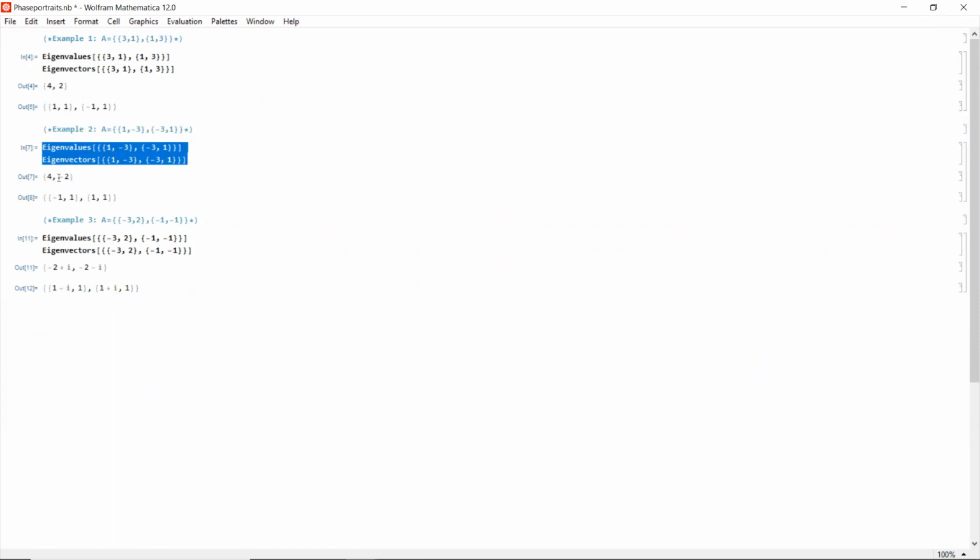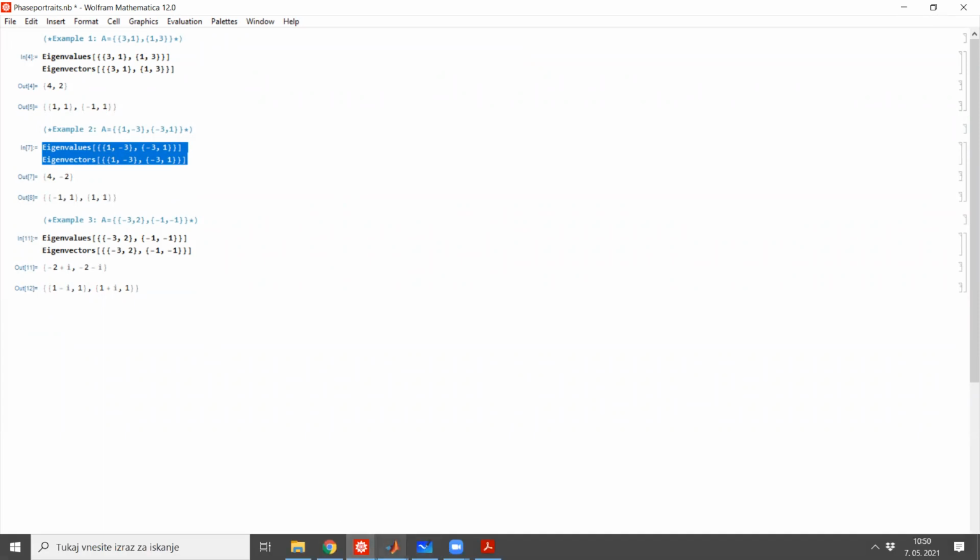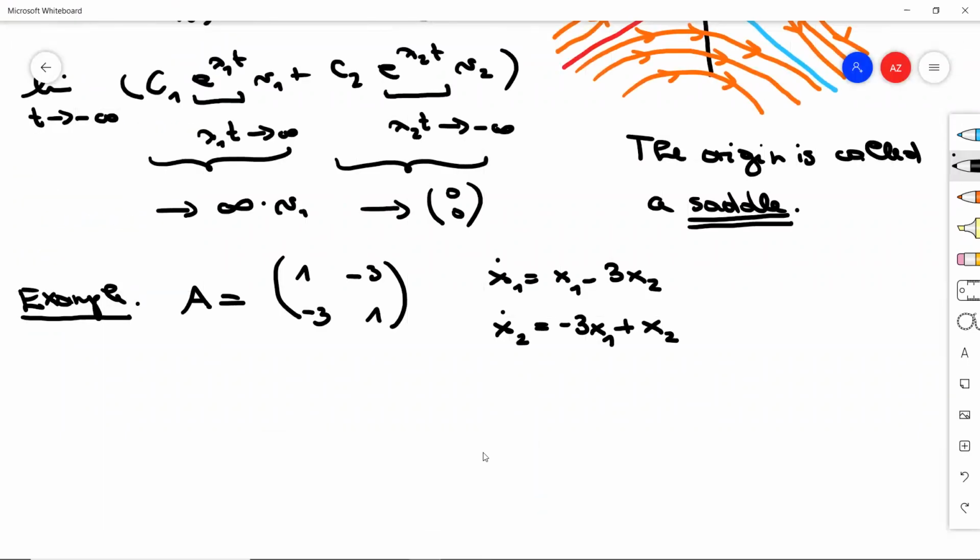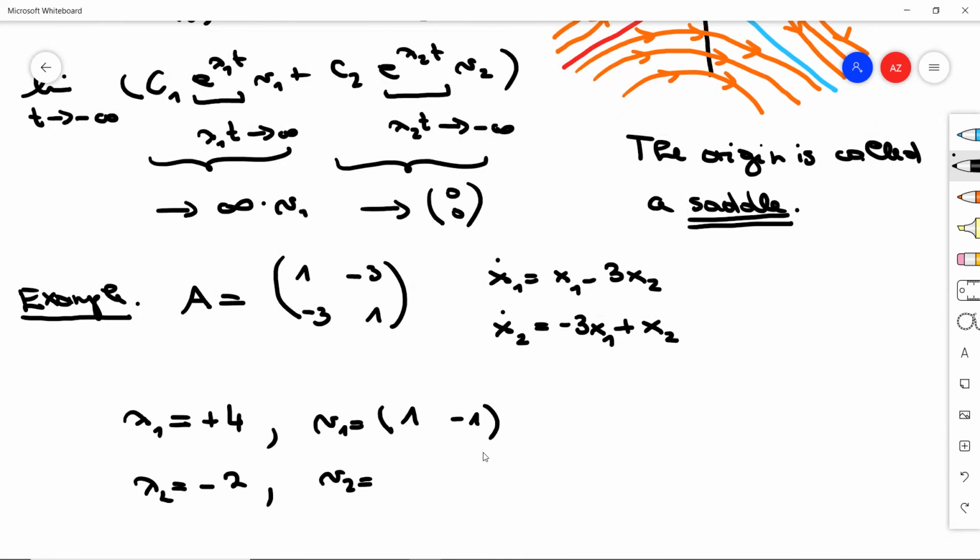And you see the eigenvalues are 4, -2. They're really of different signs. And the corresponding eigenvectors are -1, 1, 1, 1. So I'll just, for convenience, write what are the eigenvalue and eigenvector pairs. So lambda 1 is 4, v1 is 1, -1, and then lambda 2 is -2, and v2 is 1, 1.